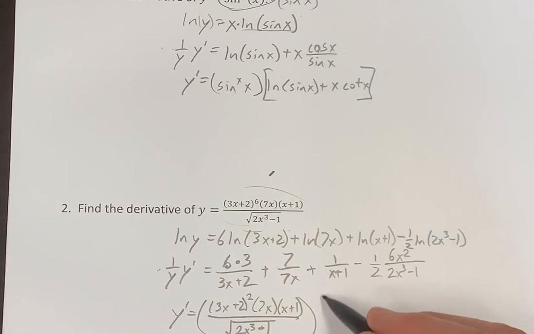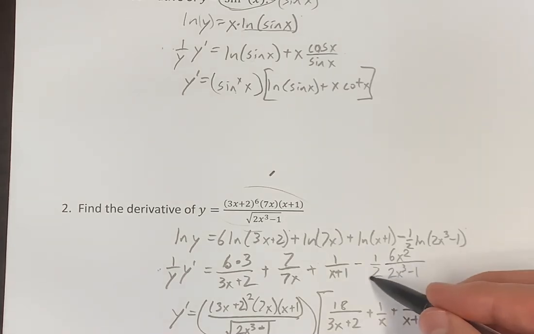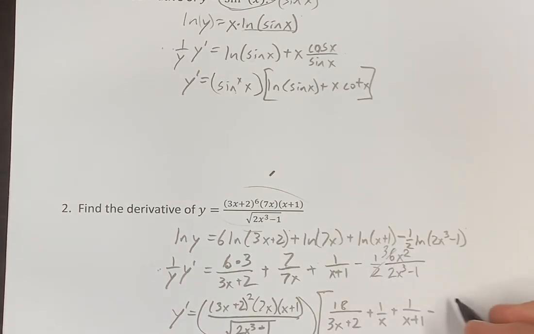Okay, so there's y times what's just right here. So 18 over 3x plus 2 plus 1 over x plus 1 over x plus 1 minus, maybe we ought to simplify that a little, 3x squared over 2x to the 3rd minus 1.